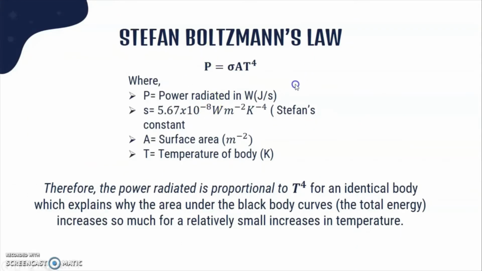This is the formula for the Stefan-Boltzmann law, where P is the power radiated, sigma is the Stefan's constant, A is the surface area, and T is the temperature of the body in Kelvin. Therefore, the power radiated is proportional to T to the power of 4 for an identical body, which explains why the area under the blackbody curve increases so much for a relatively small increase in temperature.